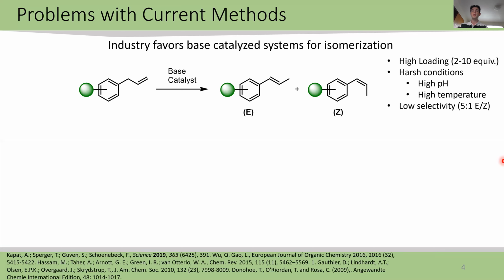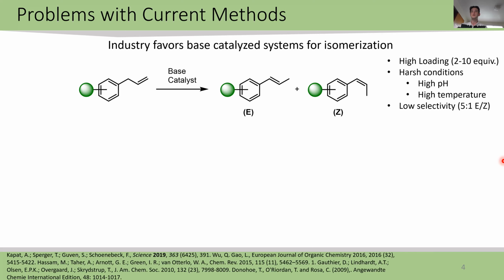Additionally, because we're using a base, the conditions are particularly harsh with regards to substrate scope. A base can react with a lot of different substrates. So having high pH is pretty unfavorable, and it limits what we can actually isomerize. These reactions are also often run at very high temperatures, often 300 degrees or more, which energetically is really expensive. It costs a lot of money and a lot of energy to heat something up to 300 degrees or higher.